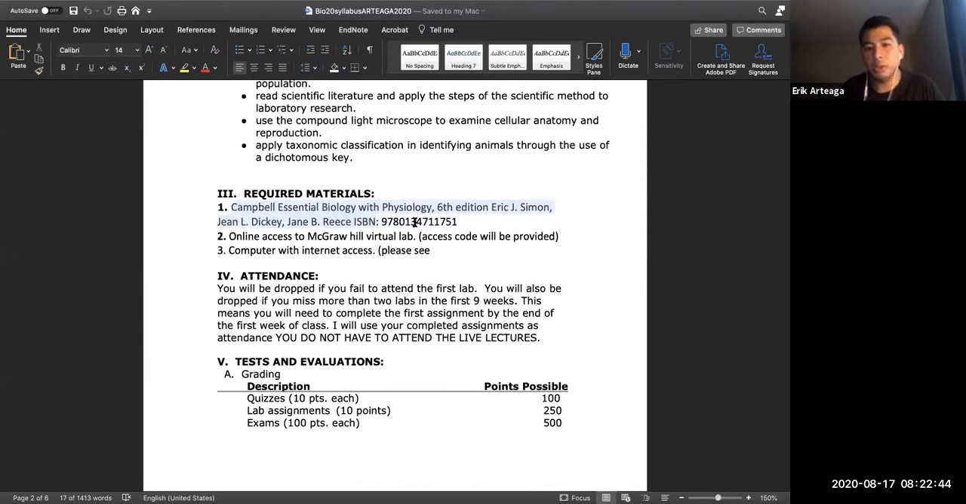Campbell Essential Biology with Physiology, the 6th edition. You can look up the book through this ISBN number as well. If anyone is having difficulties purchasing the textbook, please email me. There are a few copies available for free to rent, but I was told that this is for individuals that have the inability to purchase the textbook. Okay, so please email me directly, and we can get you a textbook if you're unable to purchase the e-text or rent the textbook. Okay, I do recommend the e-text.